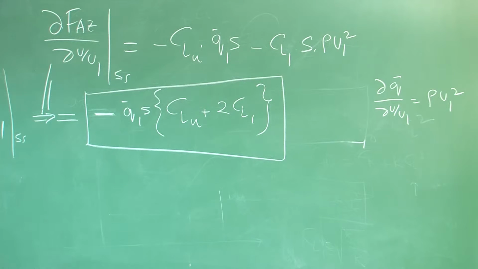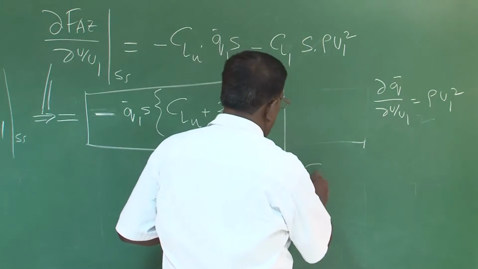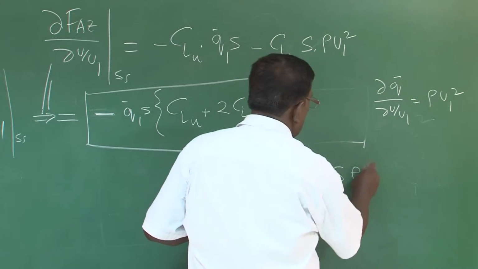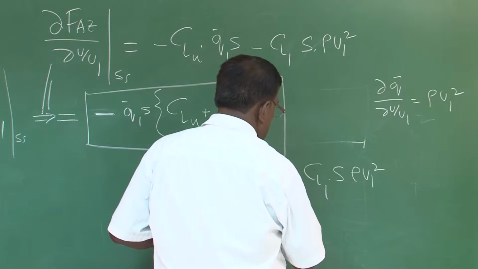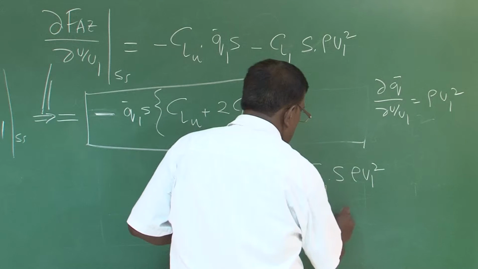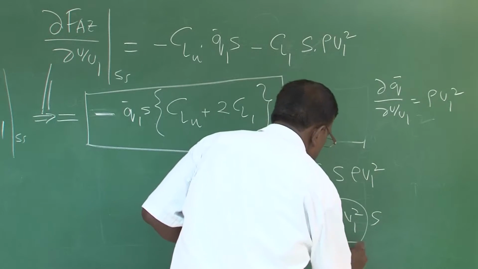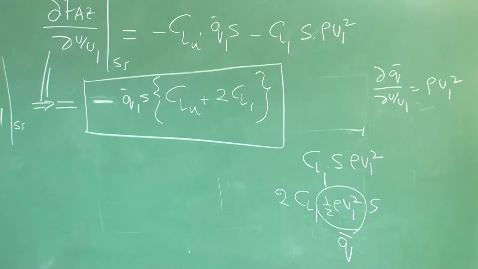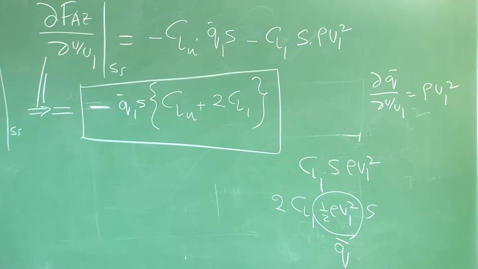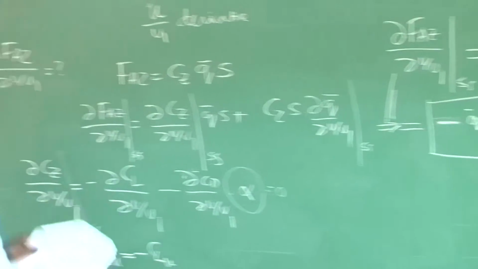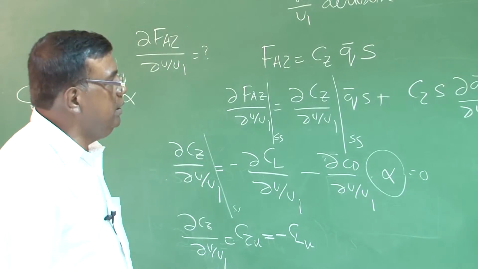Again, you should understand where this term 2 came from, because it is here. This was Cl1 into S rho u1 square. So what we have done is write it as Cl1 into 2 into half rho u1 square S, and for this we have put q bar. So that 2 is here. Clear? No issues? So we have got these two terms, dFaz by du by u1. We have also got the term dFax by du by u1.